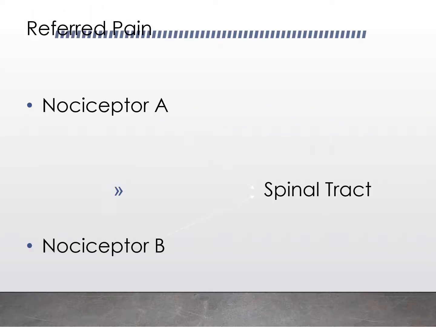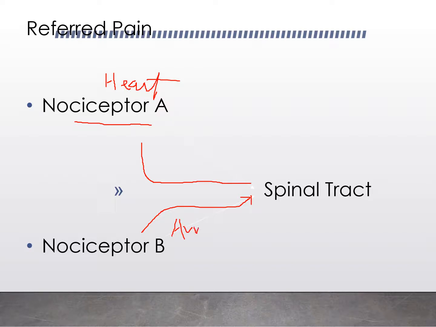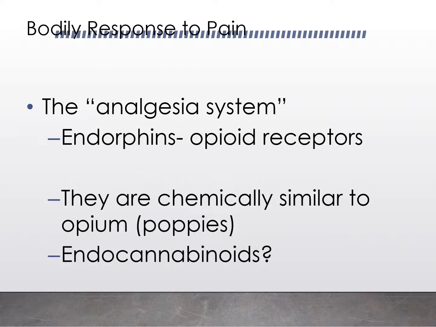Referred pain is a very different thing. Referred pain is when you have a pain that normally would have been picked up by nociceptor A. The problem is that once it gets into the spinal tract, it perceives that it's actually coming from nociceptor B. So therefore you have a problem in your heart, and the problem is perceived as pain in the arm. So pain that shoots down the right arm, left arm, somewhere else, and that is what referred pain is.